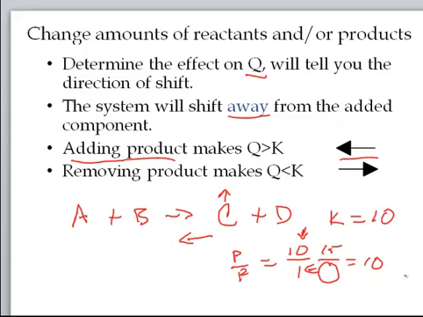Now, if you think about Q, if I add more products, that makes Q larger than K, and that's going to shift away towards the reactants, like we did when we were talking about Q.